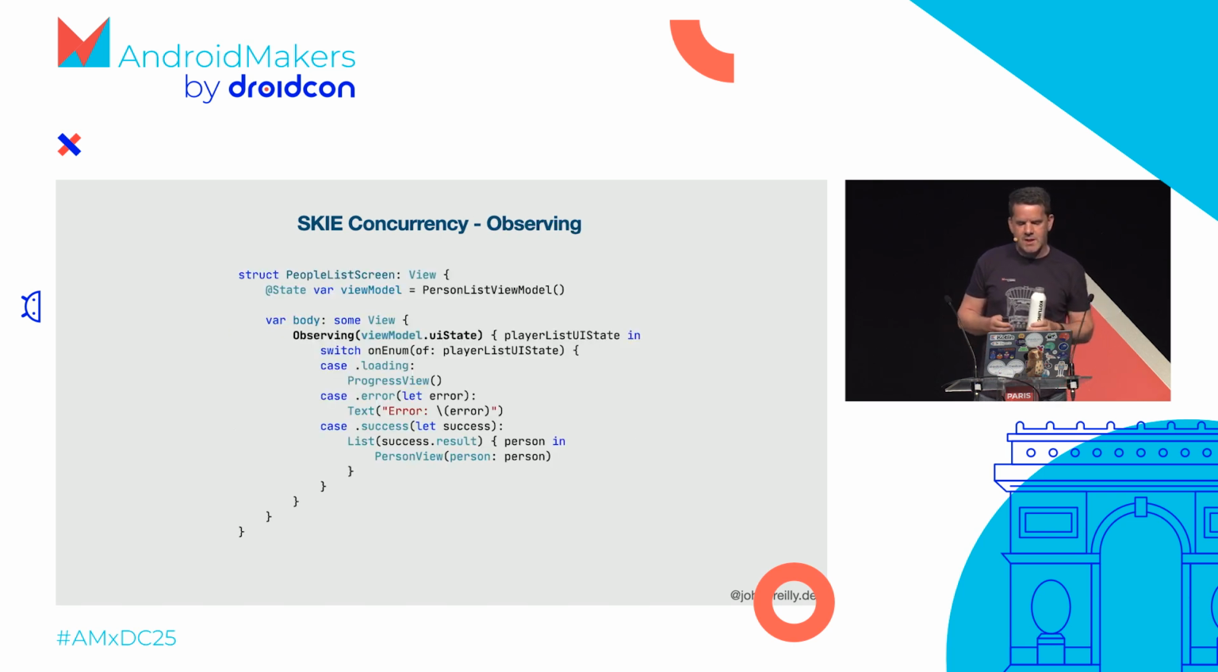Another related piece of functionality that SKIE provides is the ability to observe Kotlin flows in SwiftUI as if they were Swift properties. So quite similar to the functionality that the KMP Observable ViewModel library provides. Here we're observing in SwiftUI the UI state flow from our Kotlin ViewModel. And again, the UI will be recomposed if that changes.